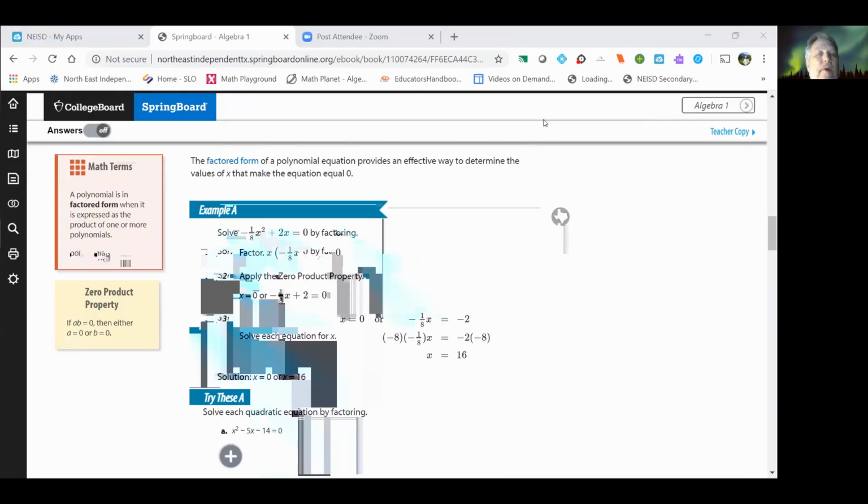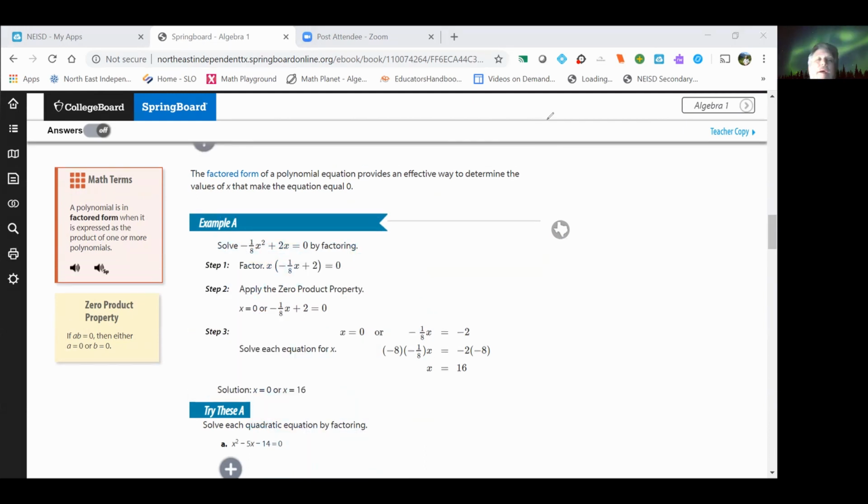The factored form of a polynomial equation provides an effective way to determine the values of x that make an equation equal to 0. Now, what do we mean by that? Let's look at the example. Example A: solve negative 1 over 8 times x squared plus 2x equals 0. The first thing we want to do is factor out the x. It's going to leave me with x times negative 1 over 8x plus 2 equals 0. Now I have two factors that are equal to 0.